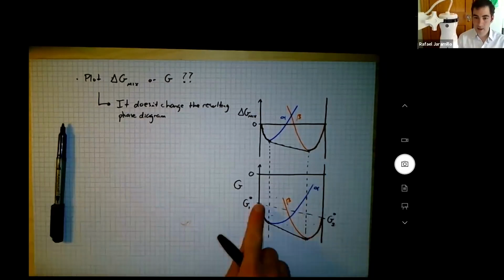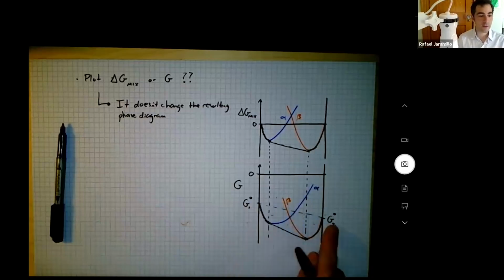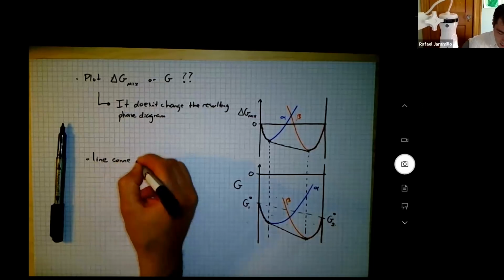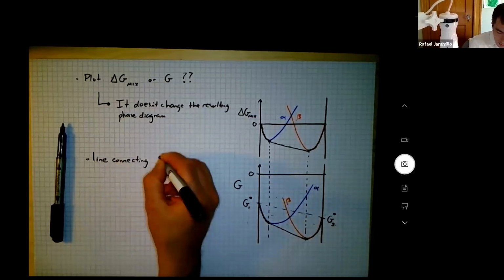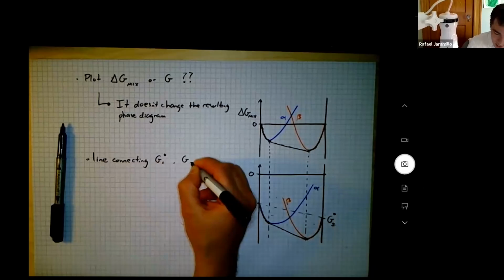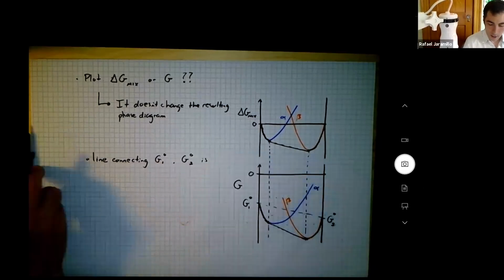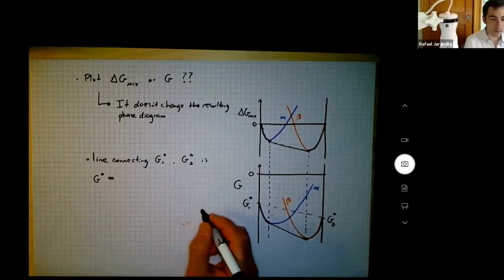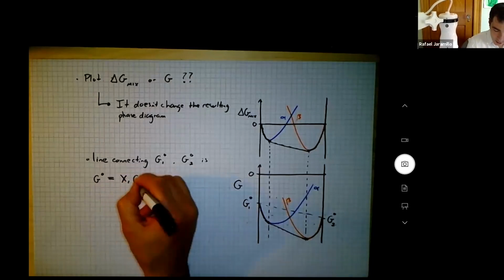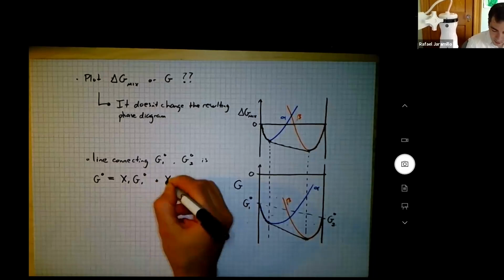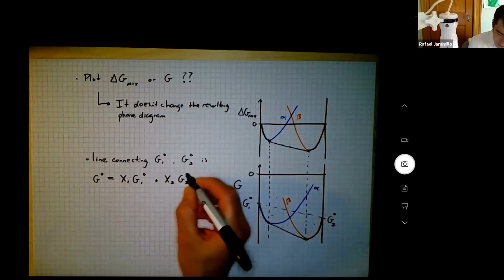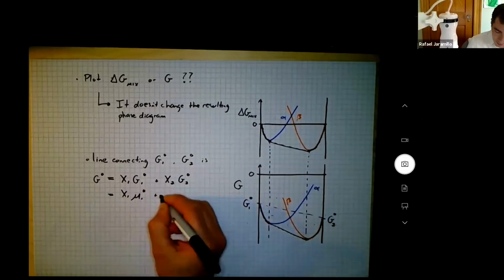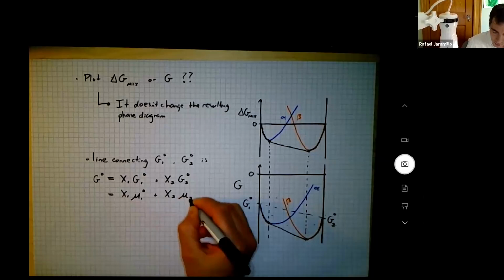What is this line? This straight line connecting the two reference states? Line connecting G1 naught and G2 naught. Well, we know what that is. We've written that down before when we were solution modeling. That's X1 G1 naught plus X2 G2 naught. And sometimes we prefer X1 mu1 naught plus X2 mu2 naught.